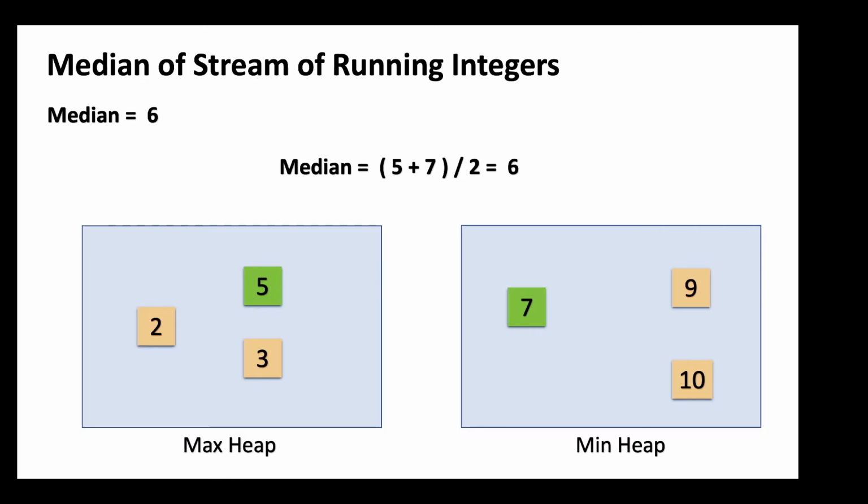And if the two heaps are not balanced, then the root of the heap having the maximum number of elements within the heap will be the answer to our median value. So hopefully you have thoroughly understood the logic of how to solve the median problem.